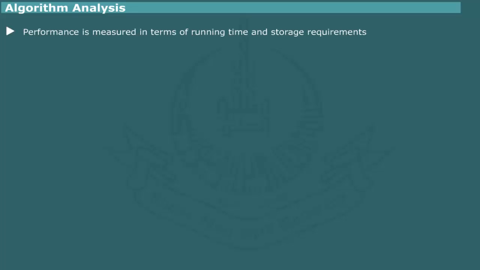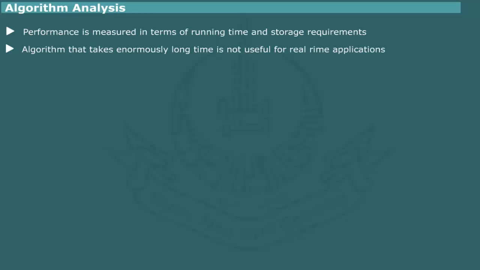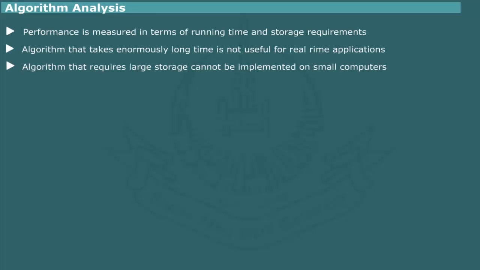Algorithm analysis. The performance of an algorithm is measured in terms of runtime and storage requirement as a function of input size. An algorithm that provides a correct result but takes enormously long time is not very useful. It is, for instance, of little help in real-time problems which require solution in split seconds. Likewise, an algorithm whose storage requirement increases rapidly with the input size is not amenable to implementation on small computers.